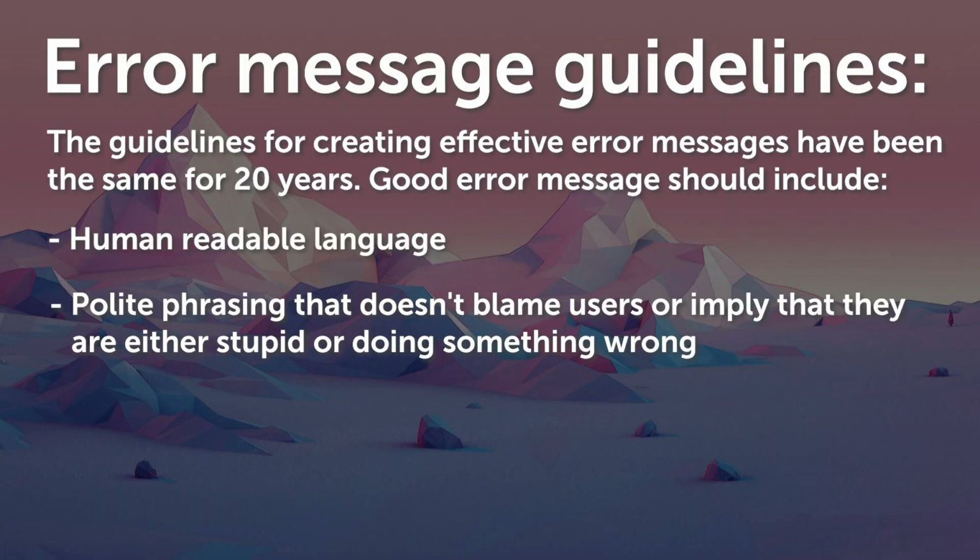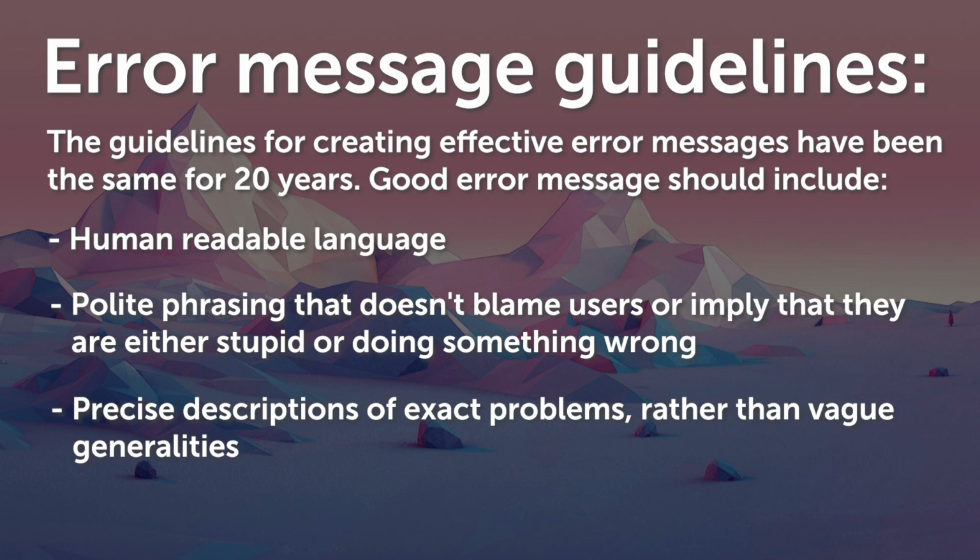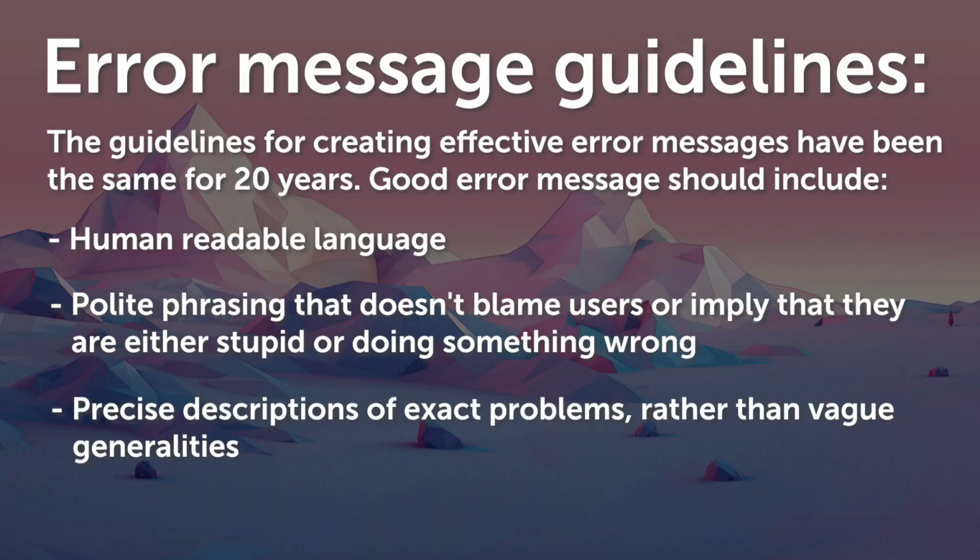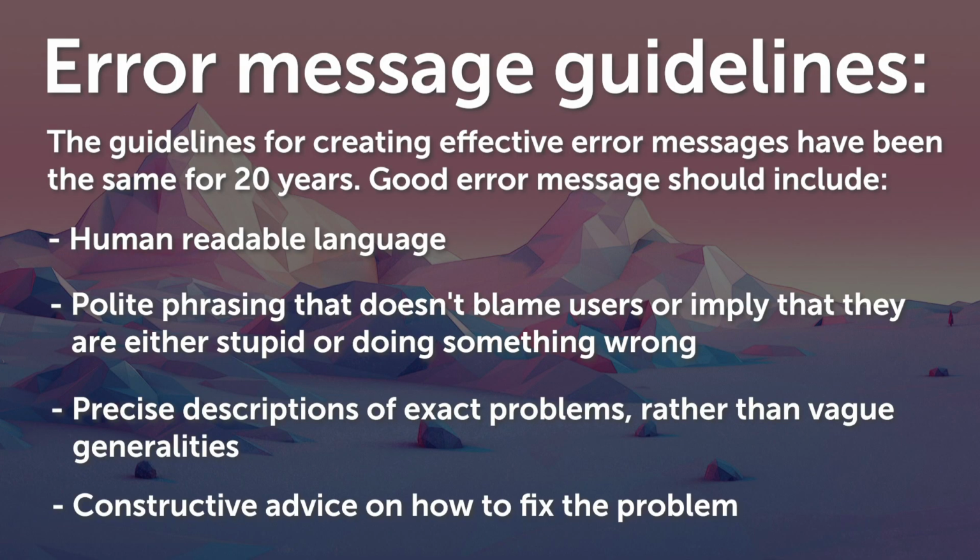An error message should also include precise descriptions of exact problems rather than vague generalities, such as syntax error. Yeah, I always think that with programming languages, when it says there's an error on this line, but not more specific than that. Sometimes error messages can be quite difficult to debug like that. Yeah, you've got to be specific. And it should have constructive advice on how to fix the problem. For example, instead of saying out of stock, your error message should tell users when the product will be available or provide a way for users to be notified when the product is restocked.